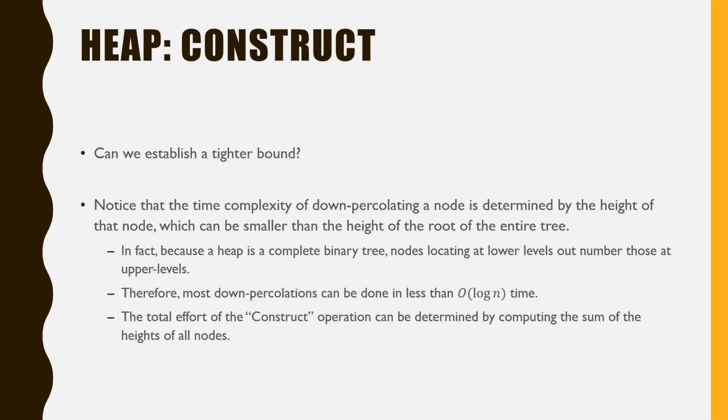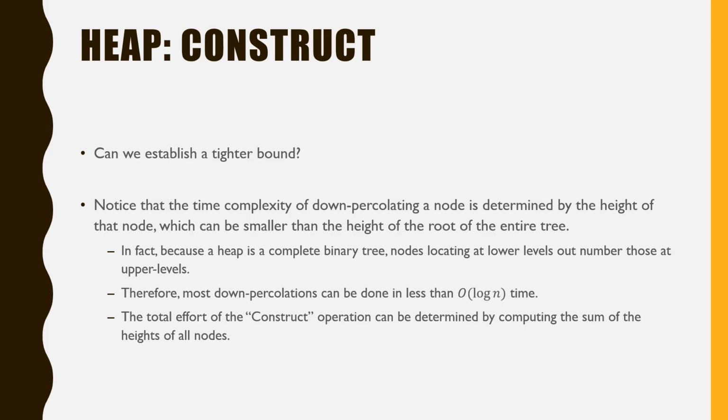However, this estimate is overly conservative, which assumes that all nodes are at the maximum height of the tree. In fact, because a heap is a complete binary tree, most nodes are closer to the leaves and require fewer levels to downpercolate. This difference can dramatically reduce the overall time complexity. We will now analyze this in more detail and show that the construction operation actually runs in O(n).